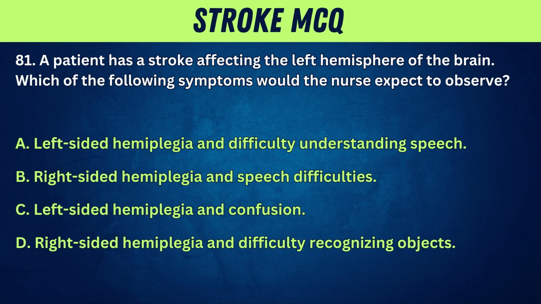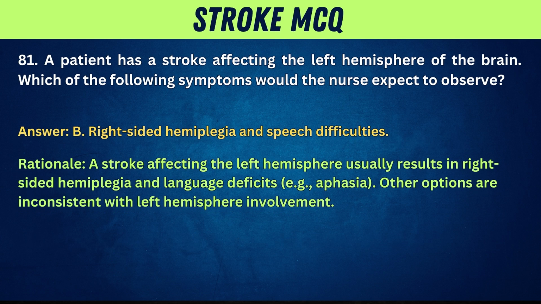81. A patient has a stroke affecting the left hemisphere of the brain. Which of the following symptoms would the nurse expect to observe? A. Left-sided hemiplegia and difficulty understanding speech. B. Right-sided hemiplegia and speech difficulties. C. Left-sided hemiplegia and confusion. D. Right-sided hemiplegia and difficulty recognizing objects.